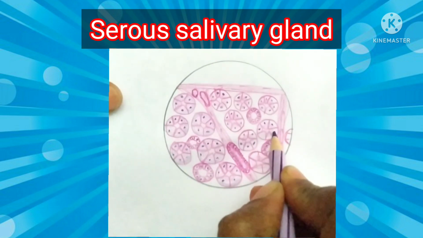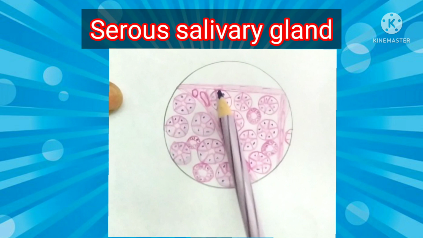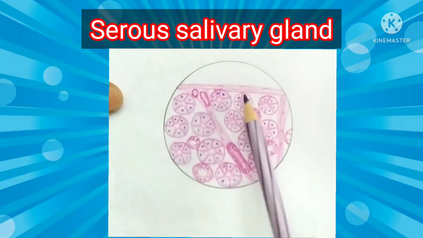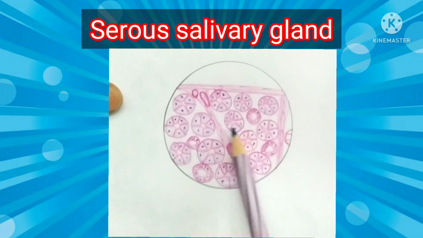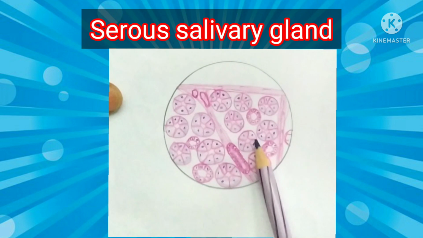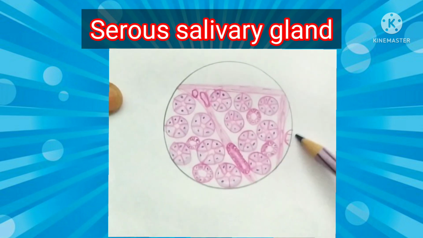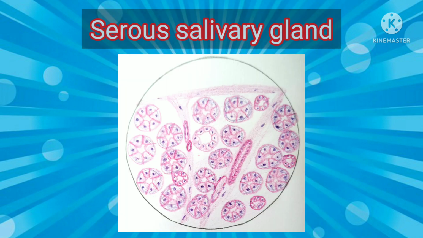The acini secrete into the intercalated duct, which modifies the secretion by secreting bicarbonate and absorbing chloride. Then the striated ducts also modify the secretion by secreting potassium and bicarbonate and absorbing sodium. As these ducts have a major role in modifying the secretions, they are more in number in the serous salivary gland.